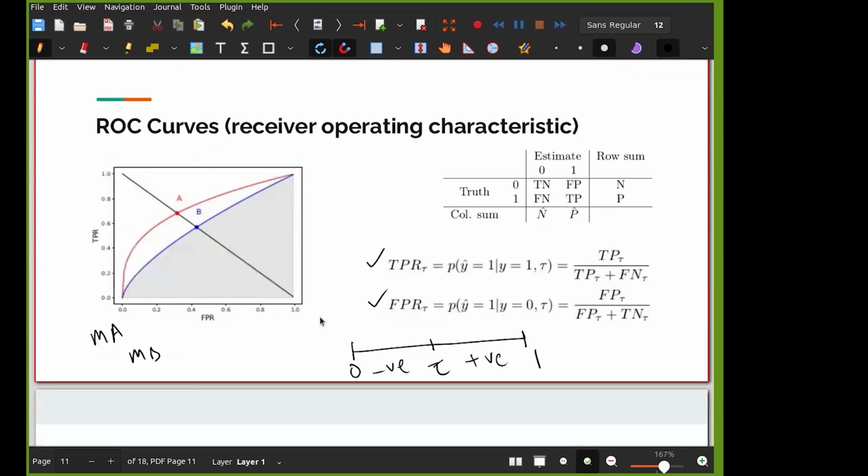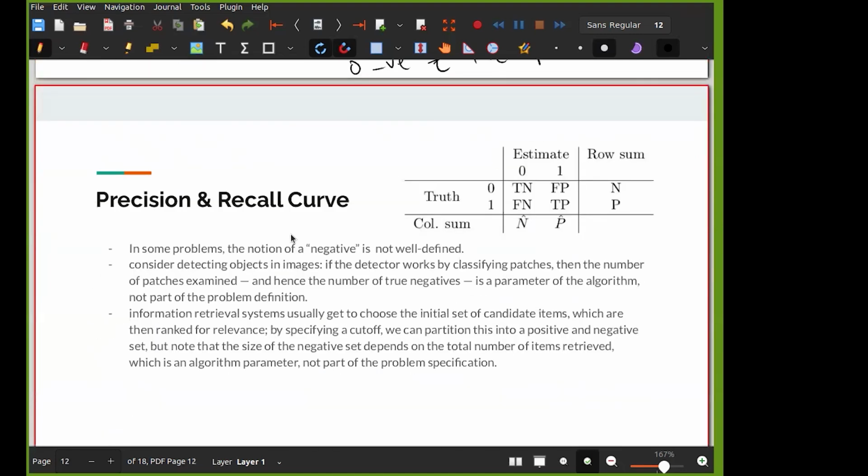So here, you have a concept of positive and negative class, and we'll talk about when it is useful and when it is not. But there are situations when we cannot use ROC curves. A simple example is when we don't have a notion of a well-defined negative class. For example, consider detecting objects in images. If the detector works by classifying patches, then the number of patches examined, and hence the number of true negatives, is a parameter of the algorithm, not part of the problem definition.